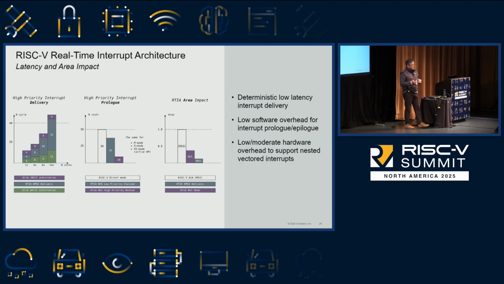And from an area perspective, there's low overhead. If the standard IMSIC implementation is normalized to 1.0, the area we're adding to support nested vectored interrupts is less than half of that. And the direct message signaling interrupt architecture layered on top of that is even less. So you're adding significant performance improvements specifically around real-time implementations, without adding a significant number of gates or costing a significant number of additional instructions or cycles.